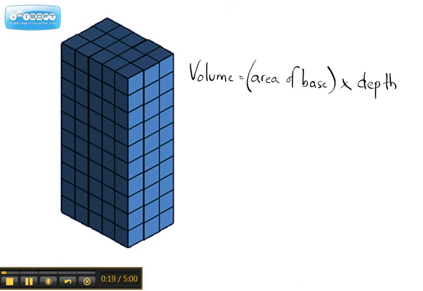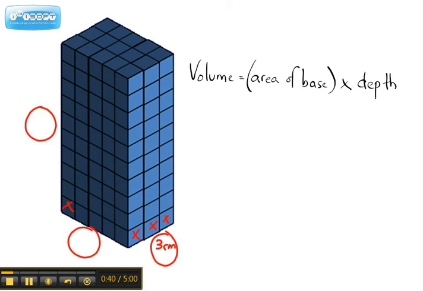We need to look at this rectangular prism and ask ourselves, what are the three dimensions? We need to know the width, the length, and the depth, how deep or how high it goes. We can look at the rectangular prism and see that there are 3 centimeter blocks wide. So this dimension is 3 centimeters.